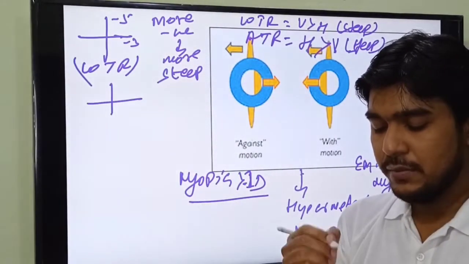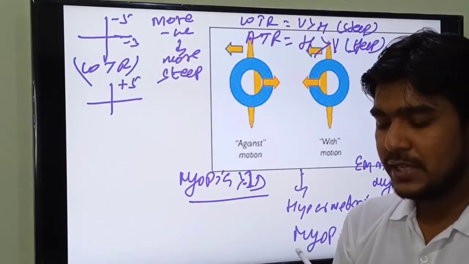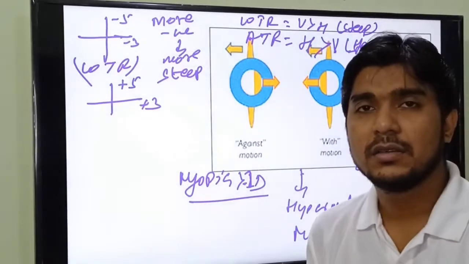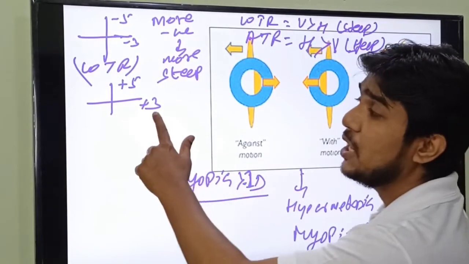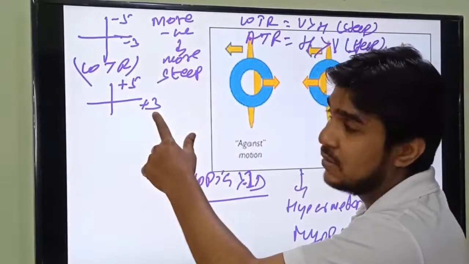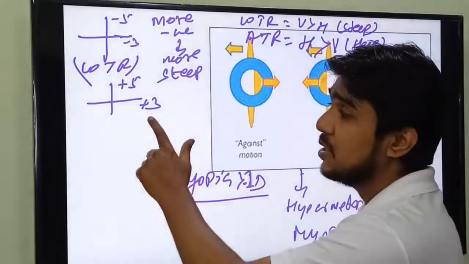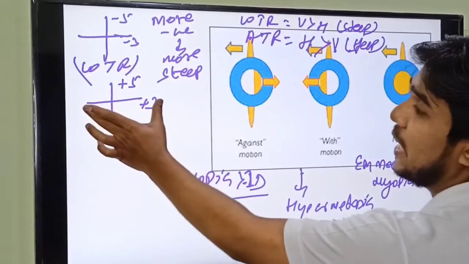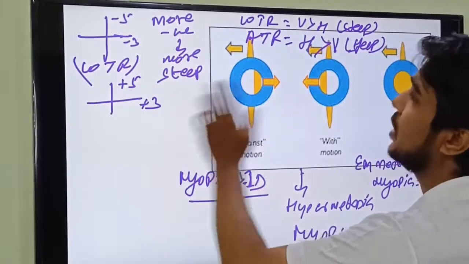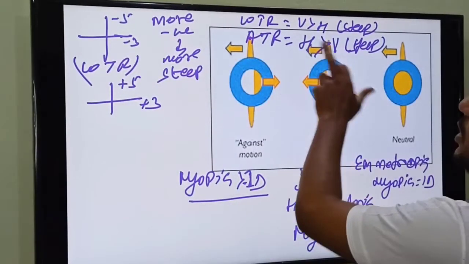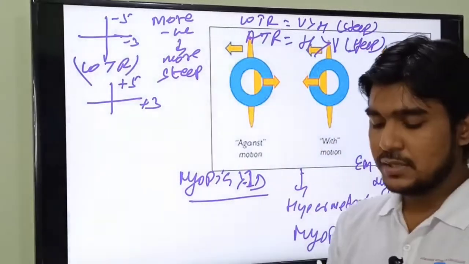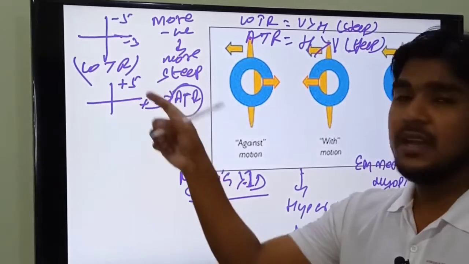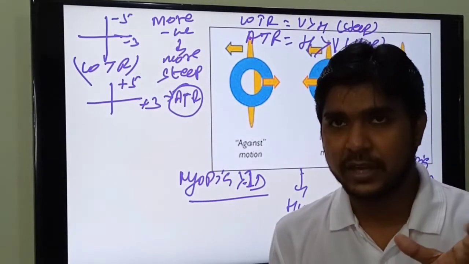Suppose we have +5 and +3. Then +3 is more towards negative than +5, right? So the horizontal axis is steeper than the vertical, so it is against the rule. Okay, so this way you understand this fact.